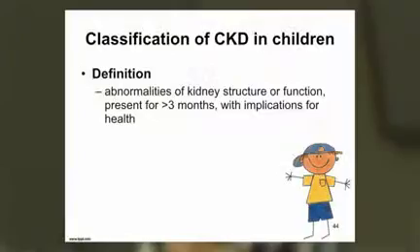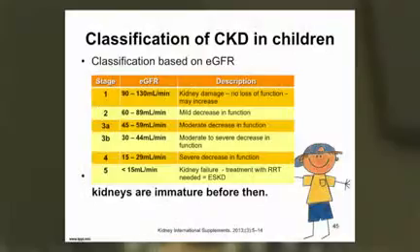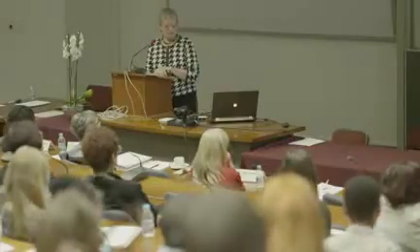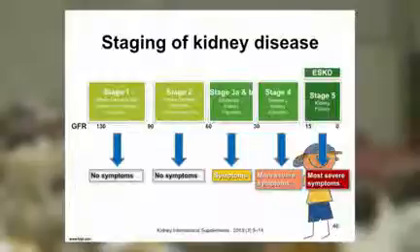Definition is abnormalities of kidney structure or function that's present for more than 3 months with implications for health. And this is just the GFR. But what is important that you have to remember is that for children, it's only valid after the age of 2 years, because up to that stage, the kidneys are still in development. This is just the staging of kidney disease with most severe symptoms in end-stage kidney disease.